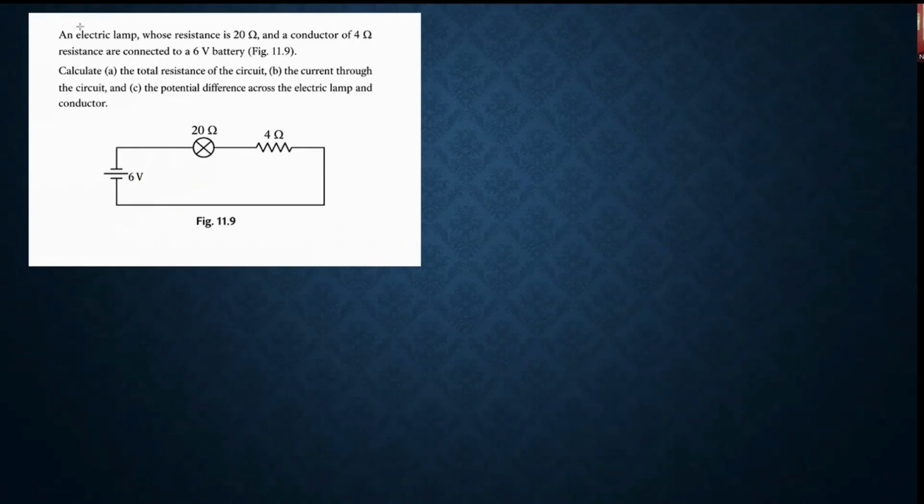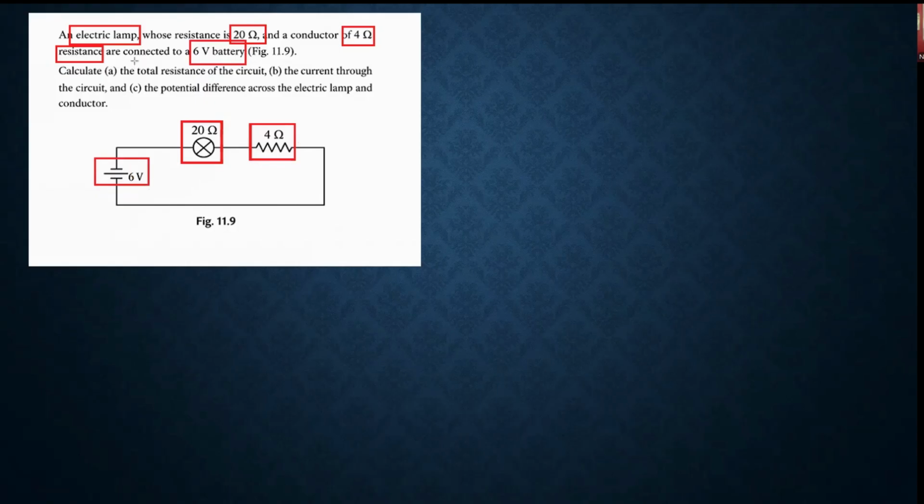What is given here? An electric lamp with a resistance of 20 ohm, and a conductor with a resistance of 4 ohm. It is connected to a 6-volt battery.